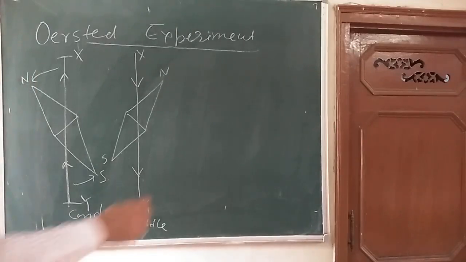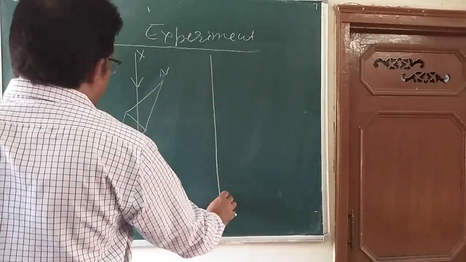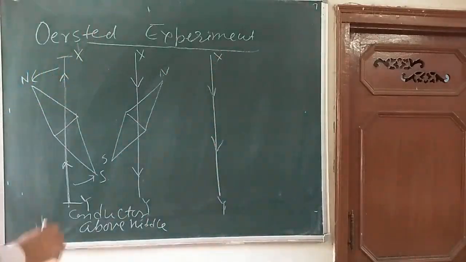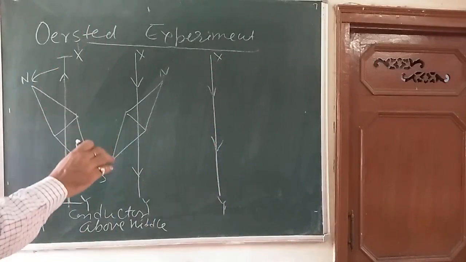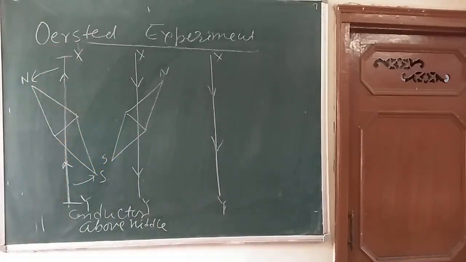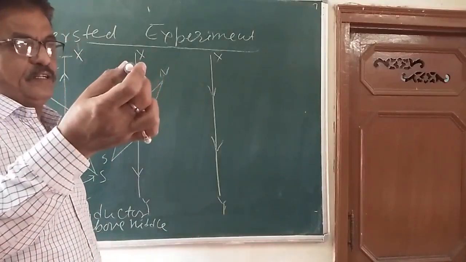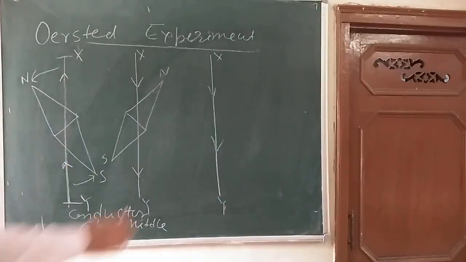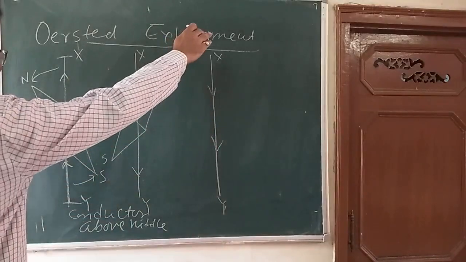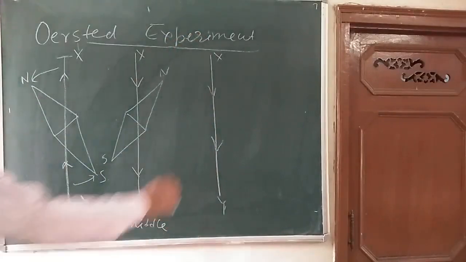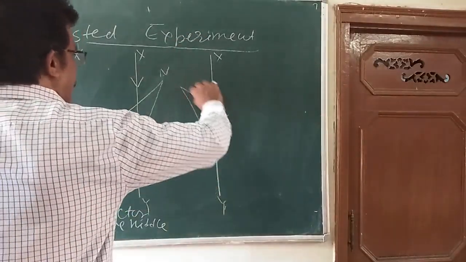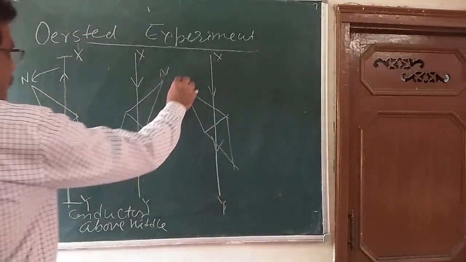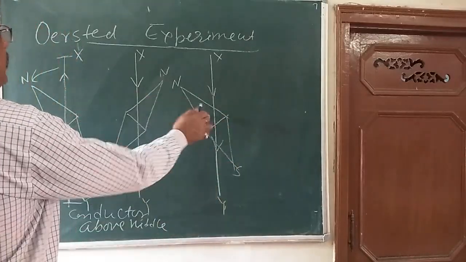Just the reverse of it. Suppose here is a conductor and the direction of the current is something like this. This time, the conductor is below the needle, so the needle is on the upper side. When the conductor is below the needle, suppose the direction of the current is downward. Then the magnetic needle gets deflected in this manner. Here we can say this is the north pole of the needle and this is the south pole of the needle. इसका उल्टा हो गया, देखिए आप यहाँ पर.